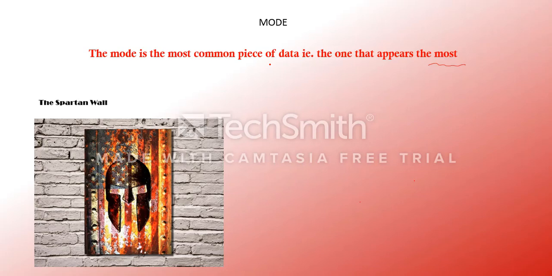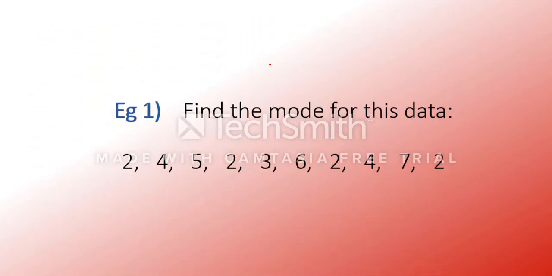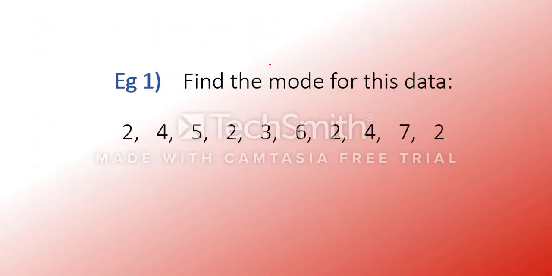In today's lesson, you will be looking at many examples and the context in which mode can be used as a measure of central tendency. Let's look at the first example. We need to find out the mode from the given data set. 2, 4, 5, 2, 3, 6, 2, 4, 7 and 2.